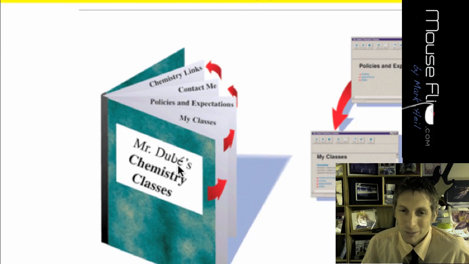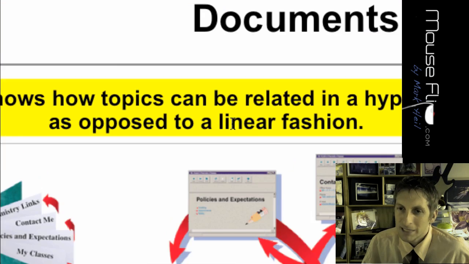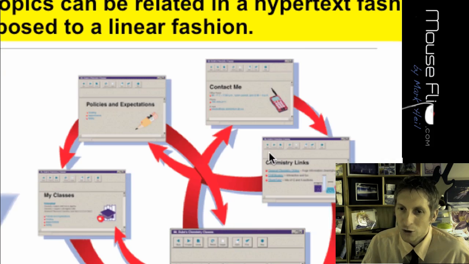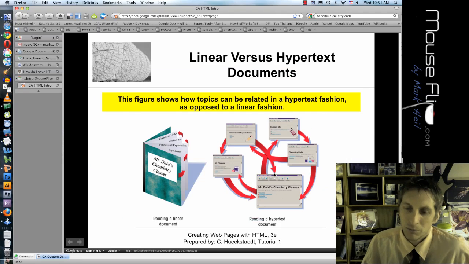So reading a book, you go page by page by page, right? It's linear. But for websites, we use hypertext, and what that means is you can go across pages. There's not really an order. You can go cross platform.